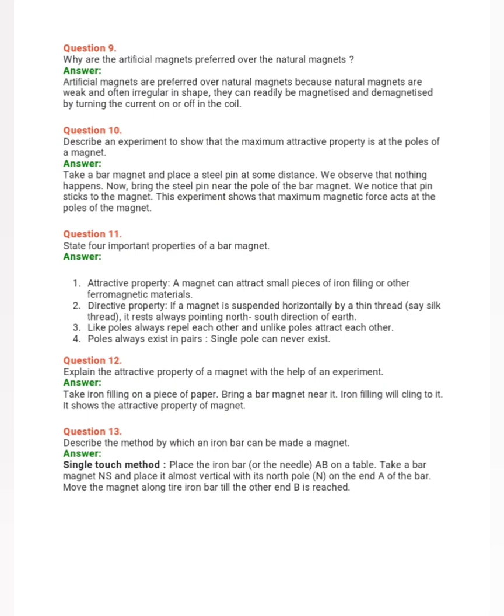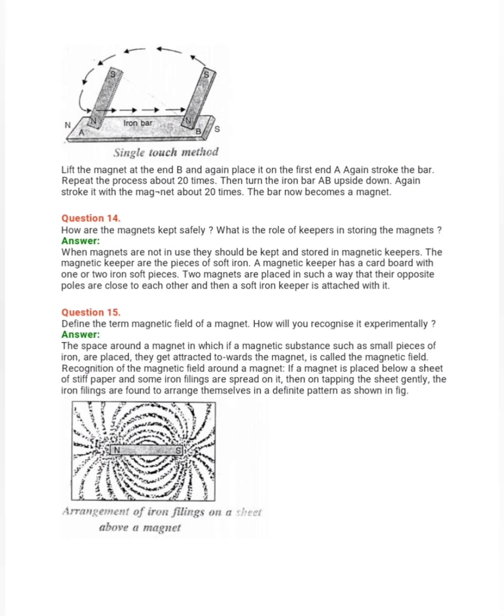Move the magnet along the iron bar till the other end B is reached. Now lift the magnet at the end B and again place it on the first end A. Again stroke the bar. Repeat the process about 20 times.